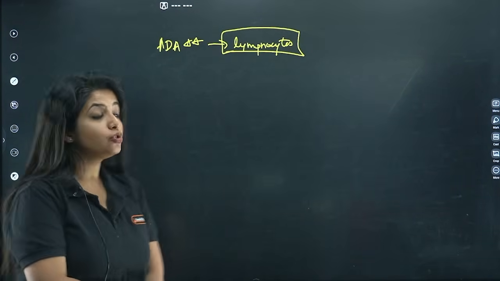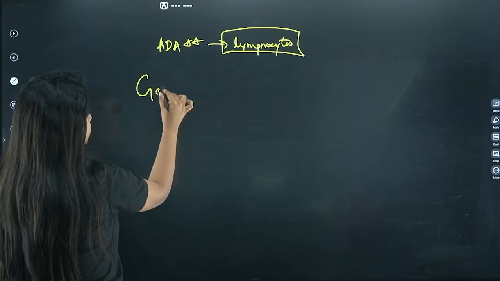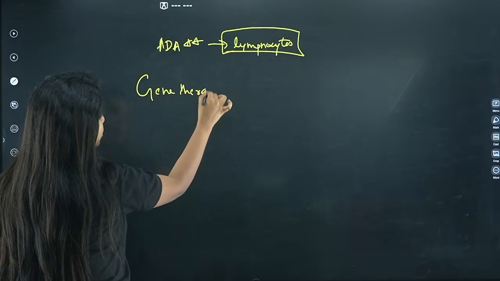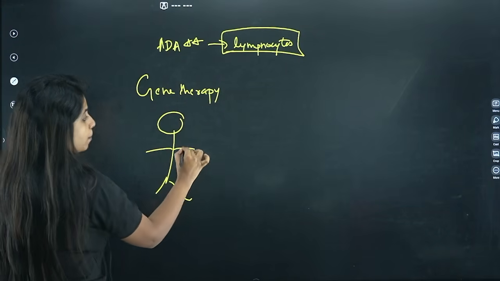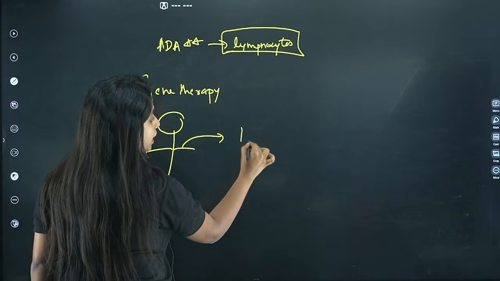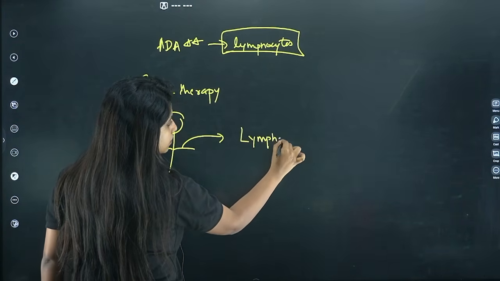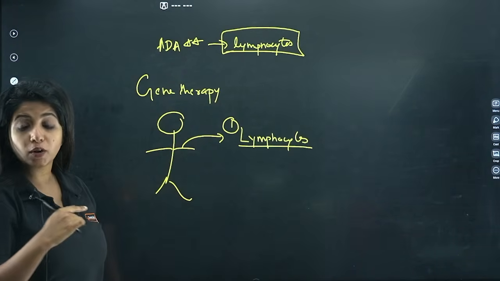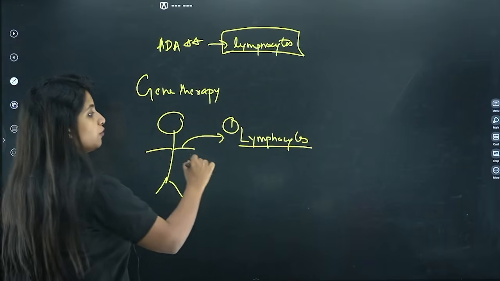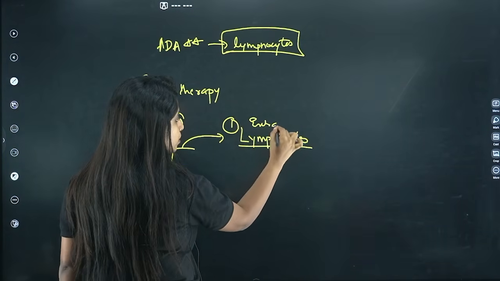I can refer to gene therapy. Gene therapy, where exactly what is being done. Suppose this is the patient whose name is PU2. From PU2, first of all, we take lymphocytes. These steps are super important. You might be asked about the correct order of steps also. First of all, we extract the lymphocytes from the body.